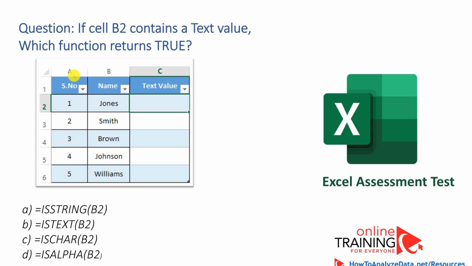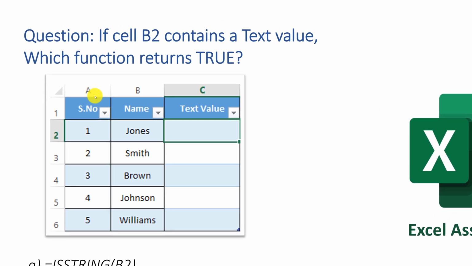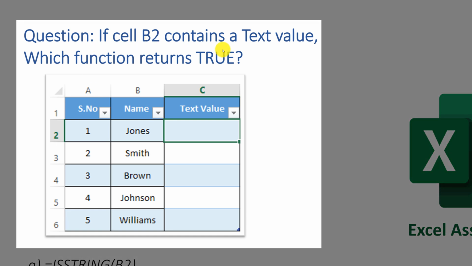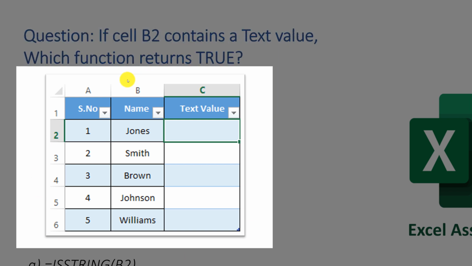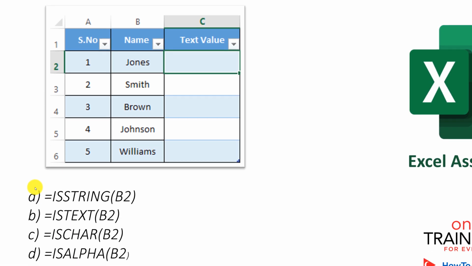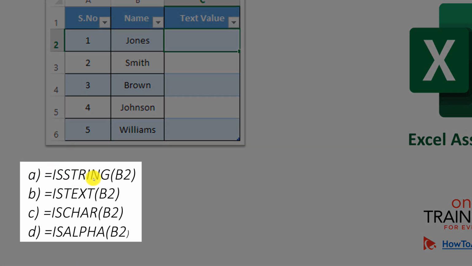Let's look at another simple question you might get as part of an Excel assessment test. If cell B2 contains a text value, which function returns true? There's a screen print with different text values, and in column B, you see names, which are text values: Jones, Smith, Brown, Johnson, Williams. And also, you have 4 choices: isString, isText, isChar, isAlpha, and all of them point to the cell B2. Which one would you choose?